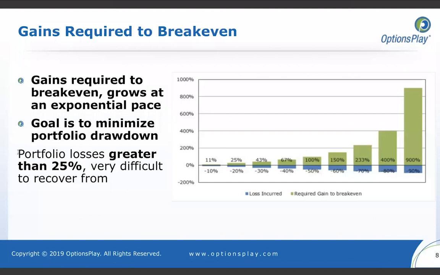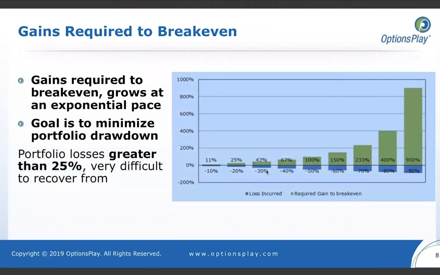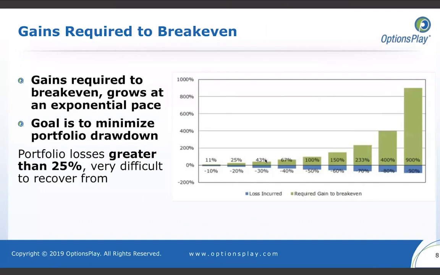And that's why it's really important to understand that when you have portfolio losses that are greater than 25%, it's very difficult to recover, because if you're down 30%, you now have to make a 43% return just to get back to break even. Those are difficult odds to overcome. It's not impossible, but certainly very difficult.